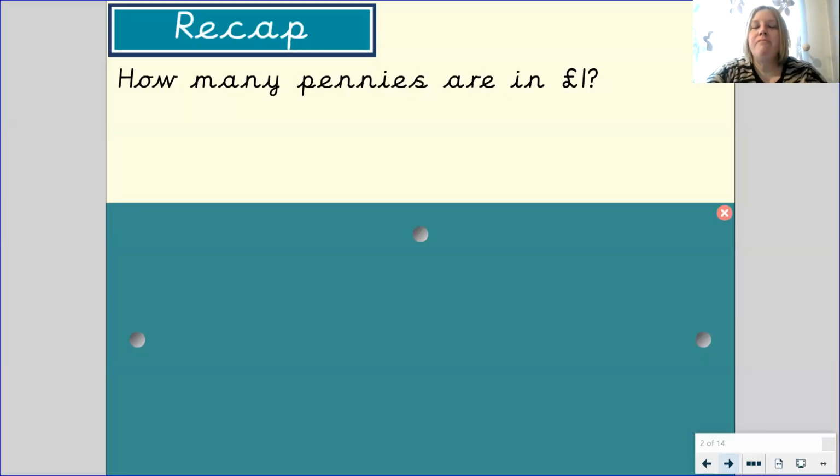Now, that's a really useful piece of information we need to keep in our heads when we are converting money. We also need to use our knowledge of place value, so how many hundreds, tens, and ones are in a number, to help us be successful in this task.